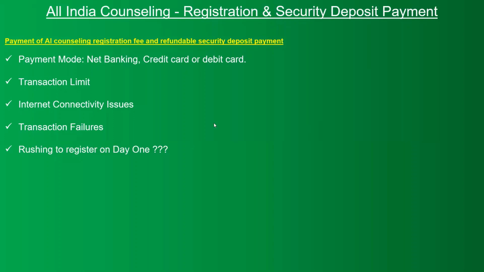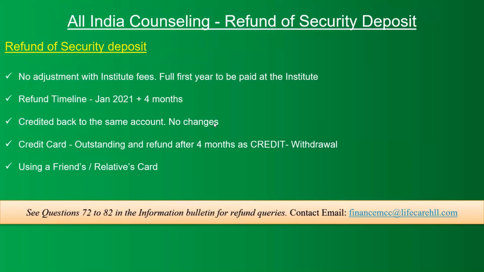Second, refund of security deposit. We'll quickly run through how the refund happens. One, after you make the security deposit, there is no adjustment to the institute fees. The institute fees is completely different from the security deposit being paid. The security deposit is between you and MCC. Institute fees is between you and the institute. Both are independent. Now, the full first year fee has to be paid at the institute. There will be no adjustment against the security deposit that you have paid.